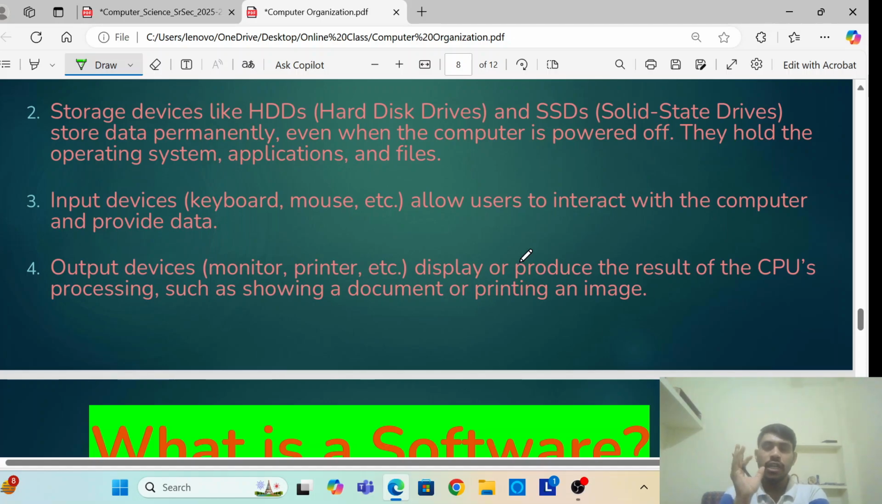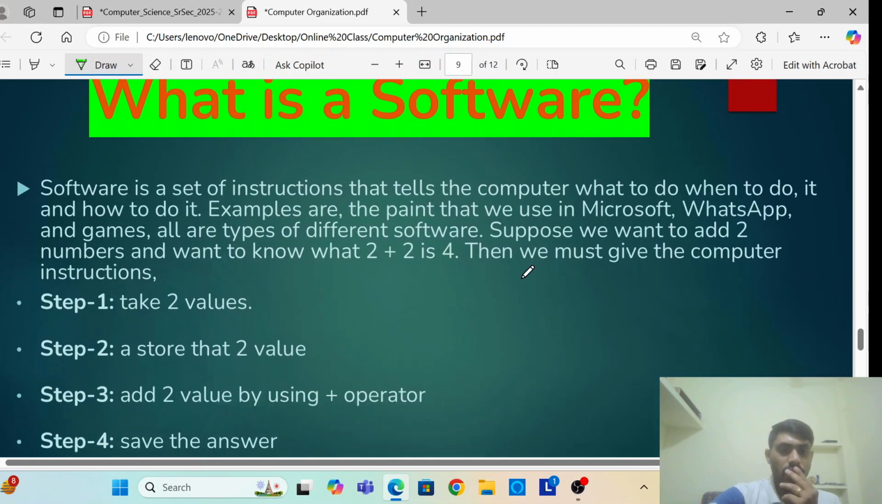Then input devices: keyboard, mouse. There are varieties of input devices that allow the user to interact with the computer and provide data. They communicate with the computer and provide the necessary data with the help of input devices. Output devices: monitor, printer, and others are there to display or produce the result of the CPU's processing, such as showing a document or printing an image. Clear?